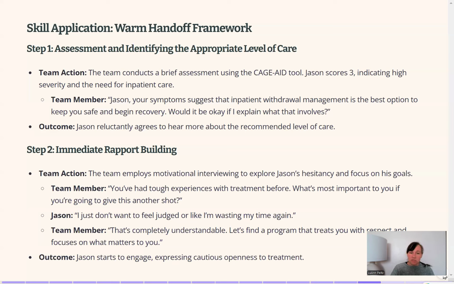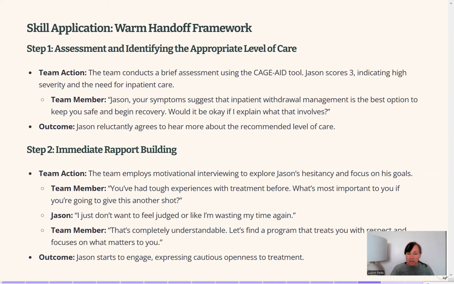So the outcome, Jason reluctantly agrees to hear more about the recommended level of care. Step 2 would be immediate rapport building. So the team employs motivational interviewing to explore Jason's hesitancy and focus on his goals.